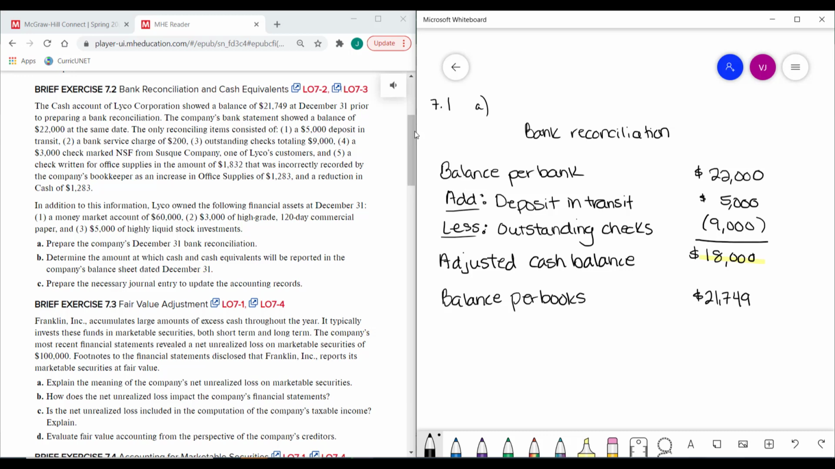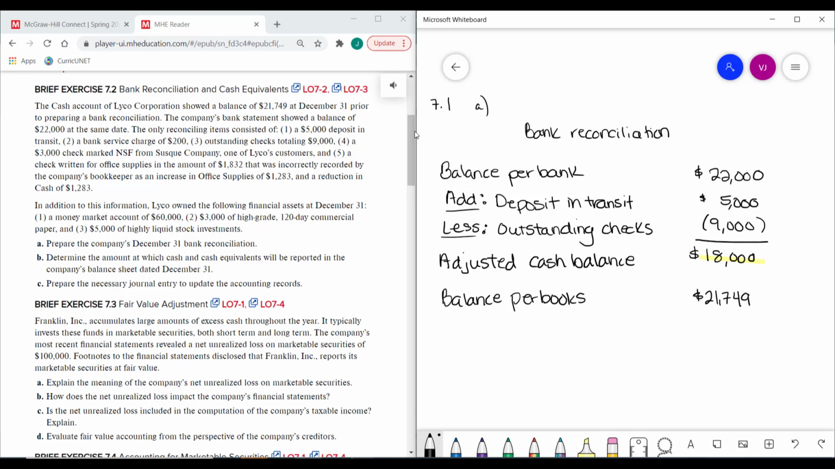Number four, a check bounced. So the bank service charge we know is a minus, right? But with number four, a $3,000 check marked NSF from one of LICO's customers, what's happening there? Well, we said that's a check bounce. So this company, Suskew company, wrote us a check in payment of what they owe us, and we took that check. So what happens when you initially take a check from a customer as payment? How do we regard that? We treat it as we just received some cash. So when we received that $3,000 check, we went ahead and debited cash and credited accounts receivable.